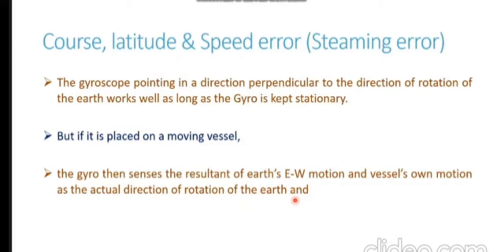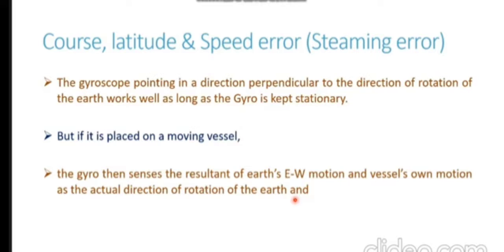If the gyro is placed on a moving ship, now the ship is moving, the Earth is moving. As viewed from space, if you have a look at the motion of the ship, you see it has two components now. One is the rotation of the Earth and second is the motion of that particular ship. And with respect to space, the motion of the ship will be the resultant of both these components.